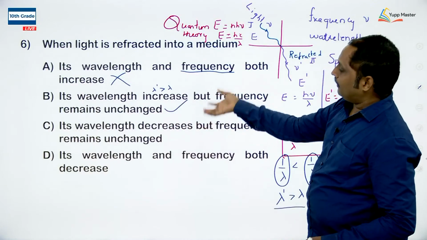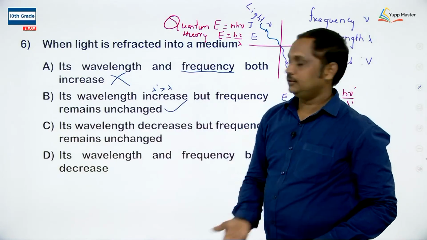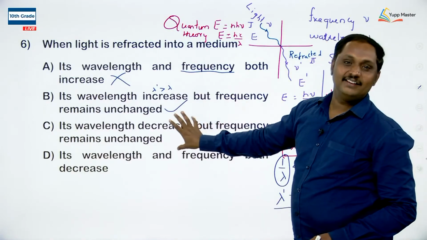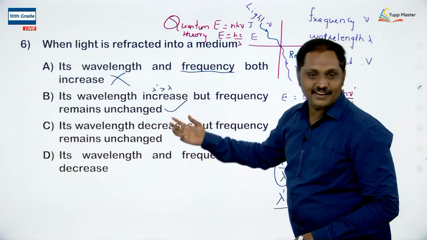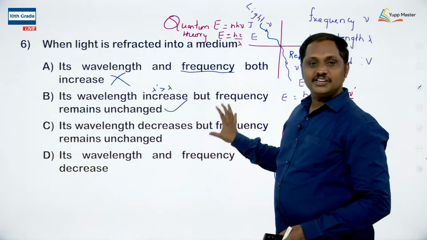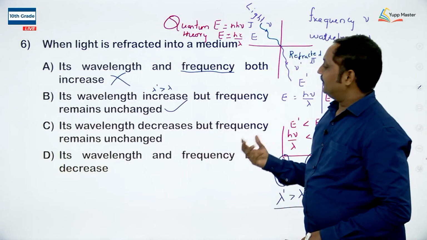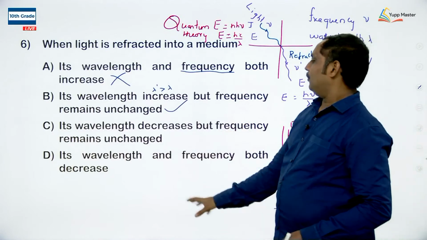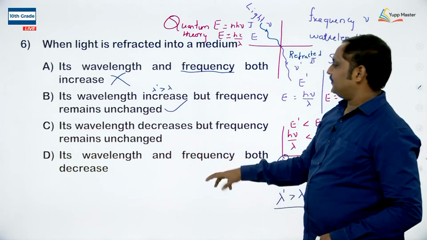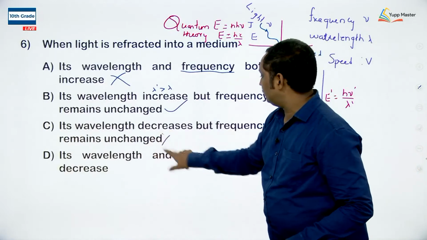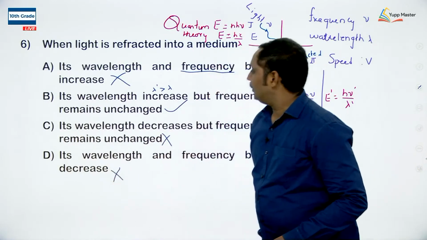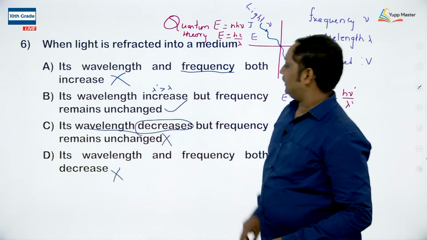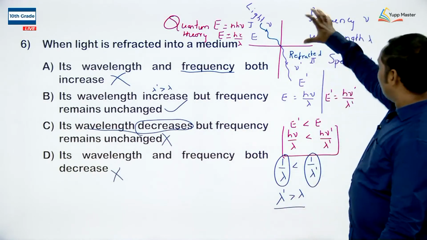So, let us see why the other options are going to be wrong. Its wavelength decreases, but the frequency remains unchanged. Frequency remains unchanged, it is correct, but wavelength decreases, that is not correct. Wavelength is not going to decrease. Now, its wavelength and frequency both decrease, that is also wrong. This is also wrong because of this point only, wavelength does not decrease, wavelength increases, as you have obtained.